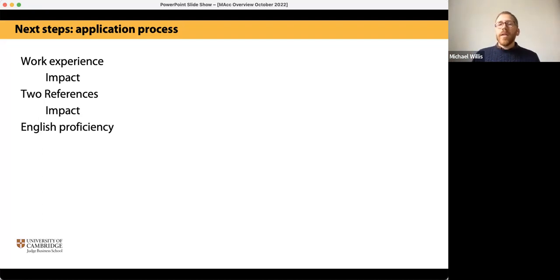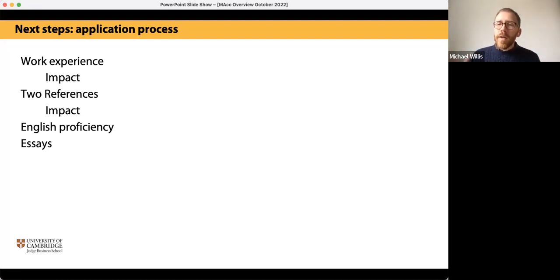Applicants need to demonstrate English proficiency. This is done either through nationality, or through having completed a degree program taught in English in recent years, or through taking the IELTS or TOEFL or an equivalent English assessment. I'll refer you to the website for details of demonstrating English proficiency, and also let you know how to get more information about your individual case in a moment.